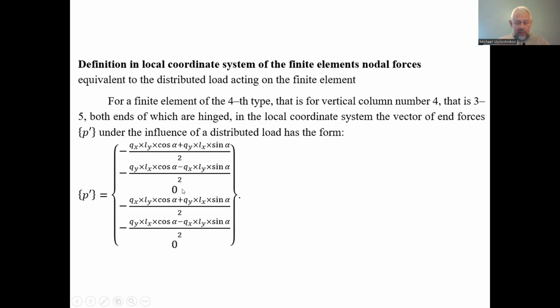This force does not cause the appearance of bending moments at the ends, as we have hinges at the ends. Only the finite element itself is to be bent, but the bending moments at the ends have to be 0.